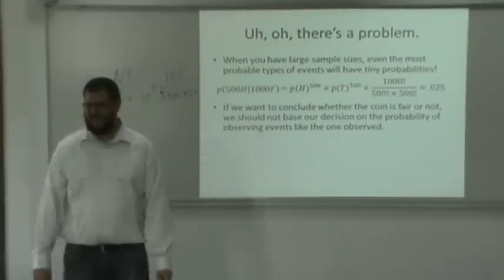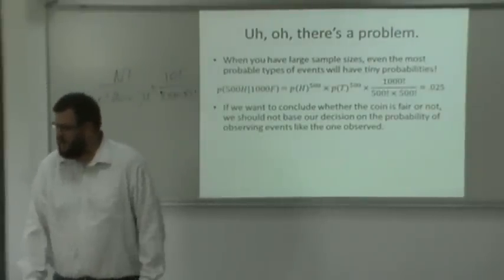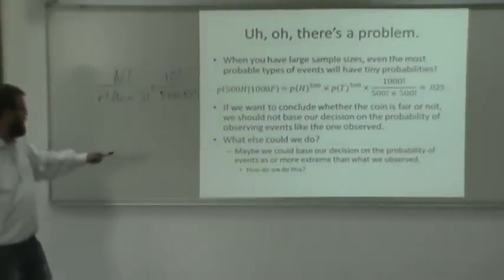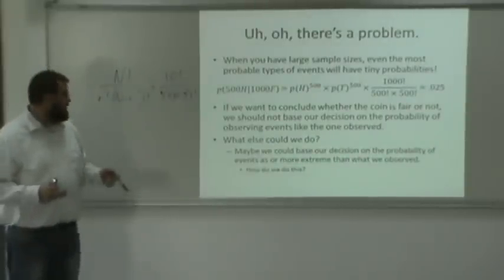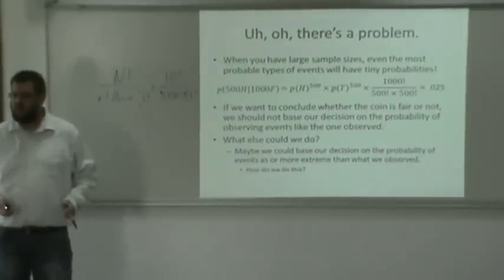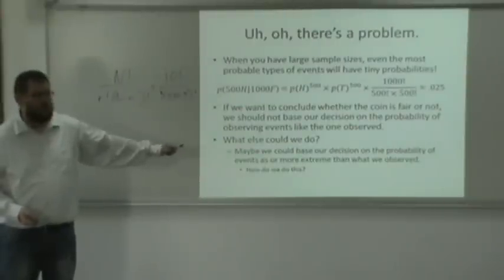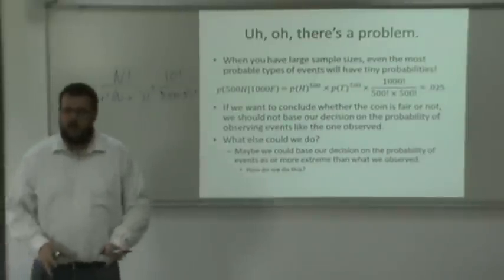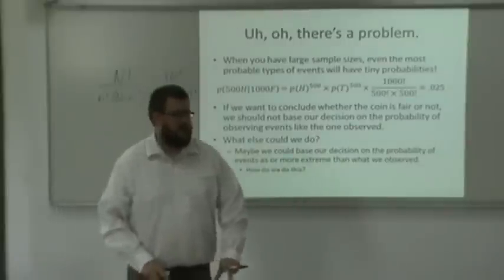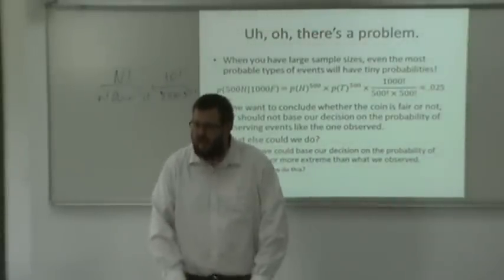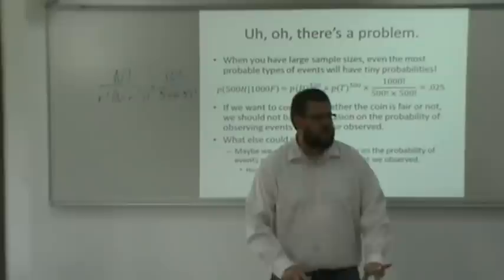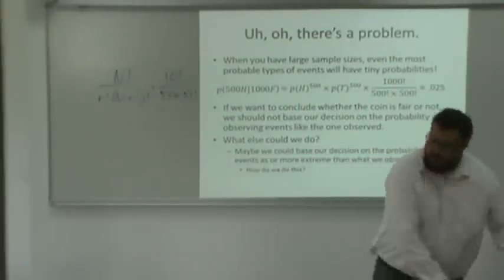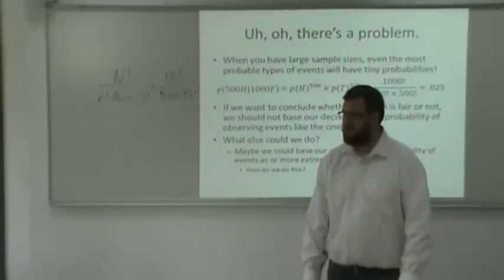We've tried 2 different decision rules, and both of them have failed, right? What else is there? What else could we do? Maybe we could base our decision on the probability of events as or more extreme than what we observed. This is actually going to be what is going to work. So, not the probability of observing an event like the event we observed, but the probability of observing events like the one we observed, or more extreme than that.